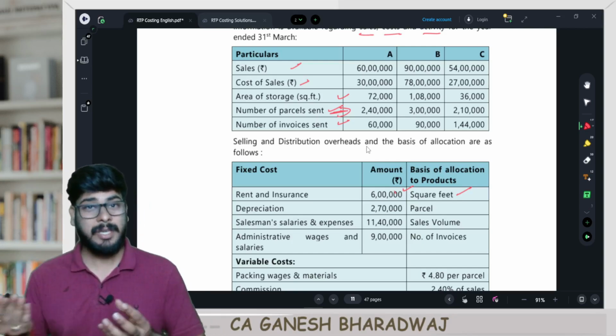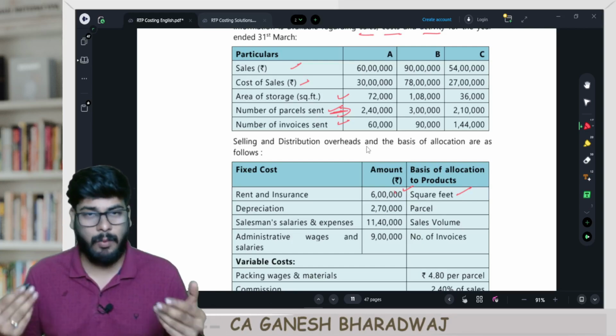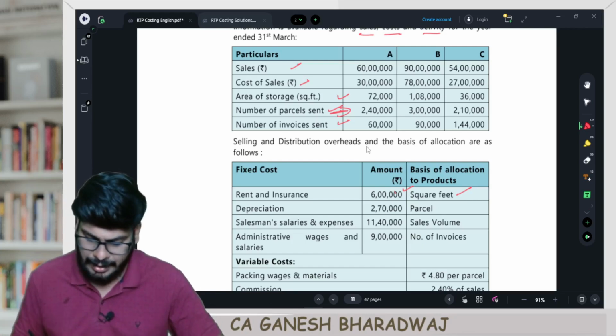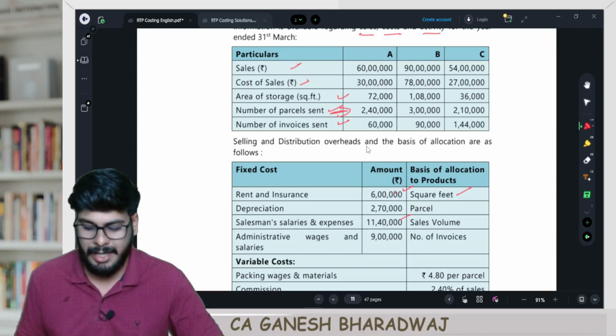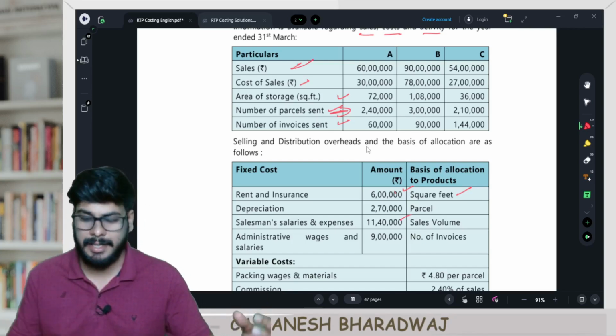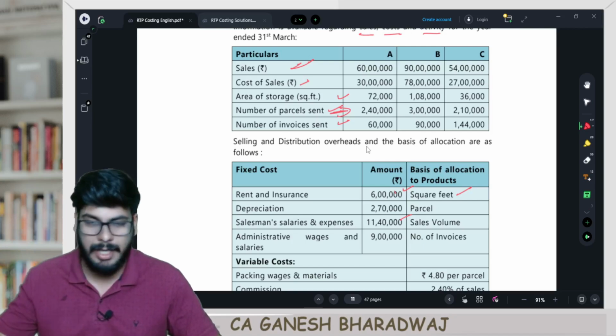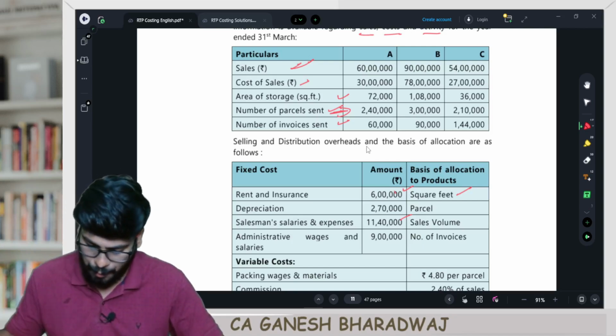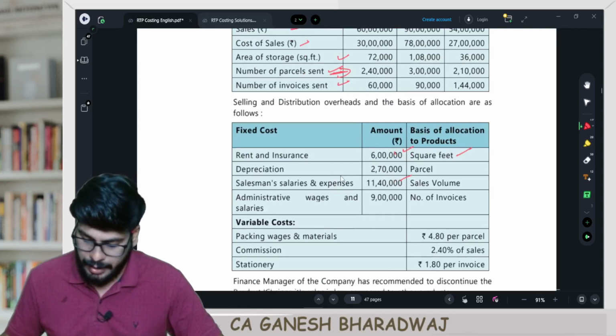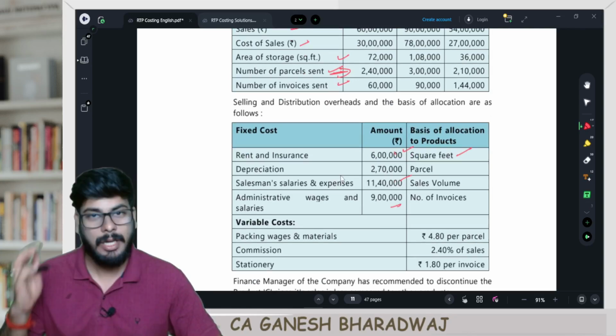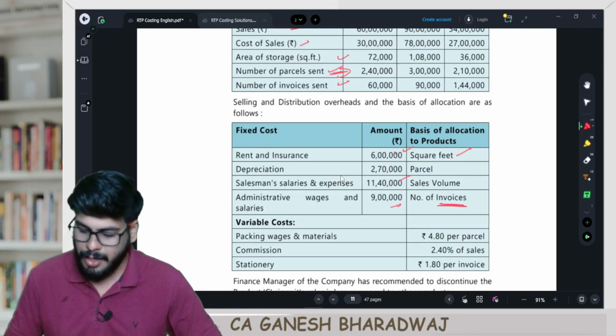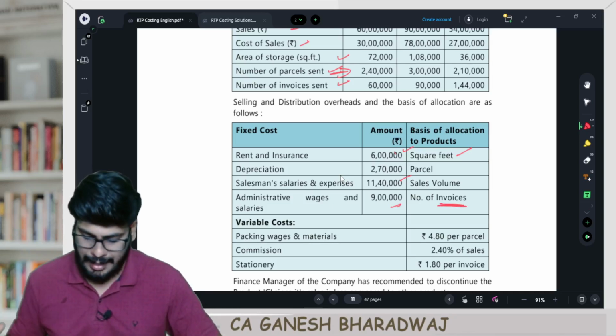So why is the depreciation on the basis of parcel? Now it is given in the question. We are just doing it like that, as simple as that. Next, salesman's salary and expenses, 11,40,000 on the basis of sales volume. So sales volume here, sales is given in figures. So 60 is to 90 is to 54. That should be the basis of apportionment. And then admin wages and salaries, 9 lakh rupees in total. And to apportion it between the products, we are going to use number of invoices as the basis.